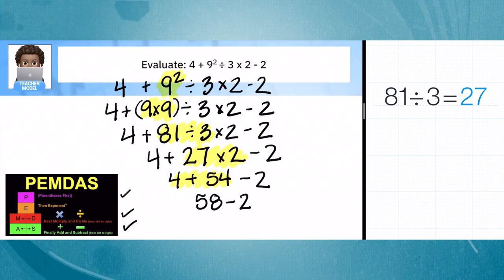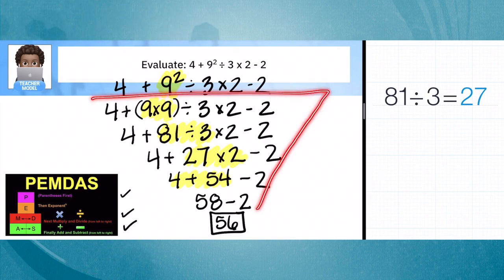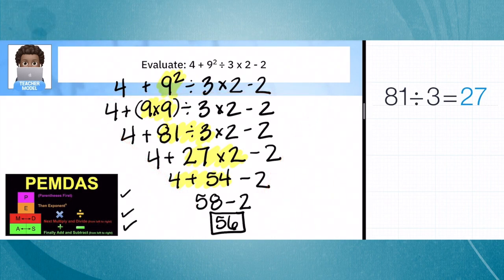And now we've simplified it to one final operation. 58 minus 2 is 56. And we are done. So notice that it's going to start off really wide, and as you simplify, it's going to get smaller and smaller and smaller as you eliminate operations and simplify your problem. So hit pause so you can jot this one down into your notes, and we're going to get more practice with our order of operations.